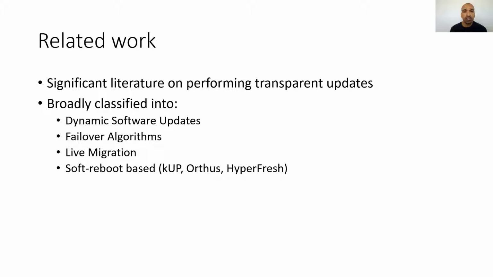There is significant literature over the last few decades on performing transparent updates. Broadly, they can be classified into four categories. Dynamic software update mechanisms perform live patching of processes that need updates. These systems require applications to be rewritten or recompiled and can be a challenge for third-party drivers. Failover systems use redundant systems to achieve high availability and are complementary to those improving VM availability, such as ours.